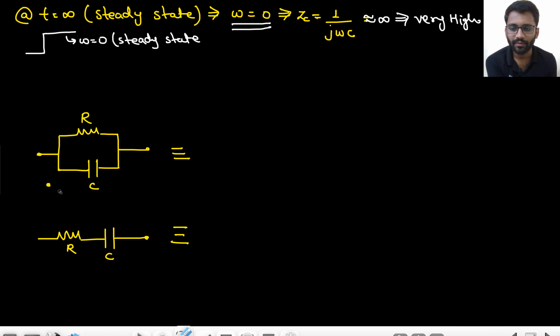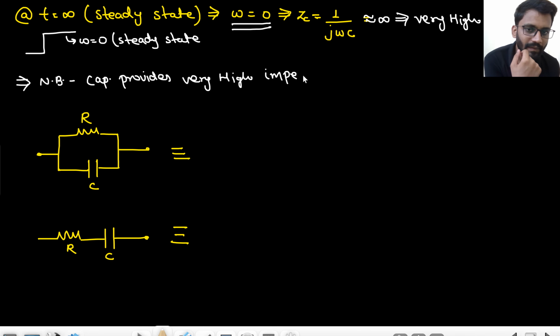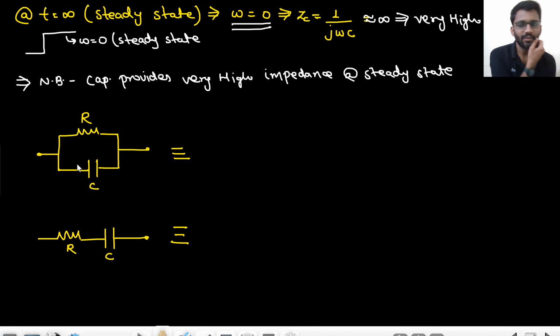So what do you understand by that? What do you understand by very high? Yeah, so that means the capacitor provides very high impedance at steady state, right? So if it is providing very high impedance, that means what will happen? The parallel combination of RC will be replaced with a single resistor only, because this is a finite value.